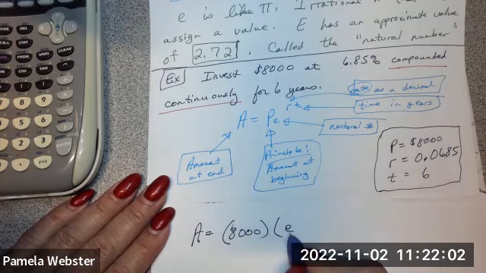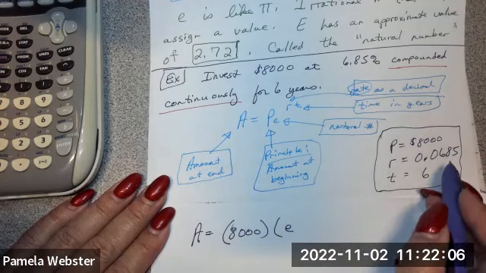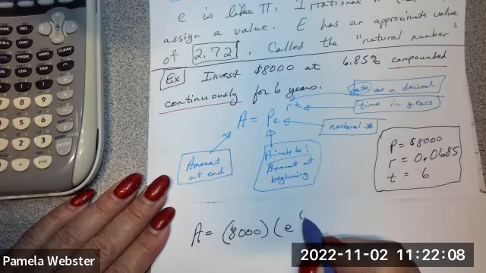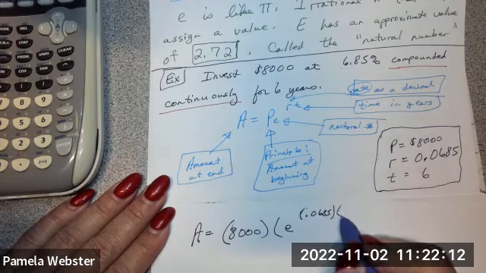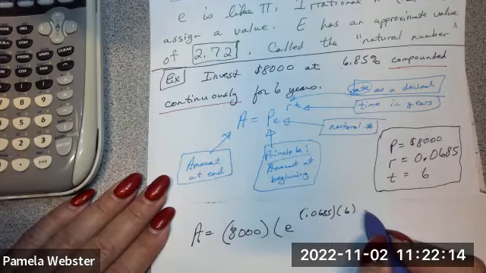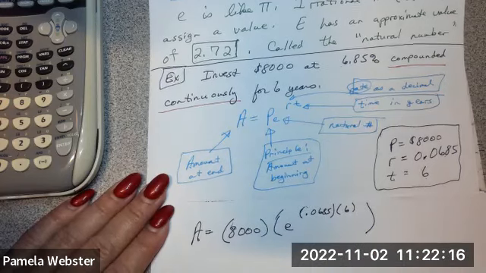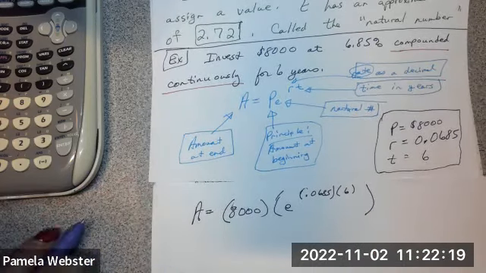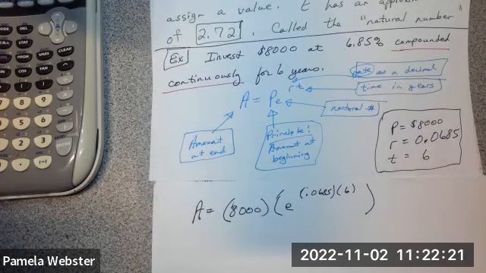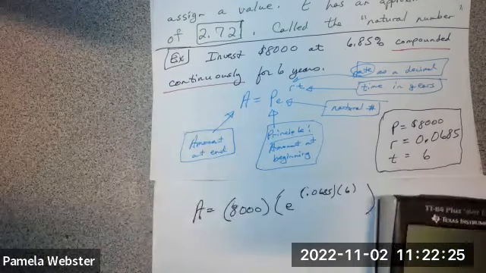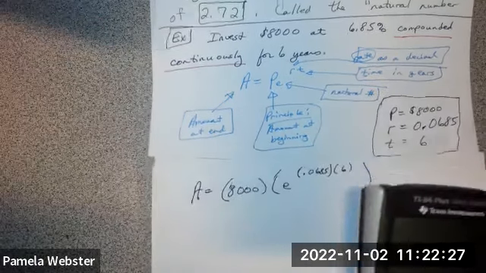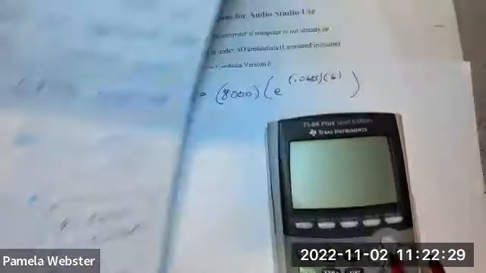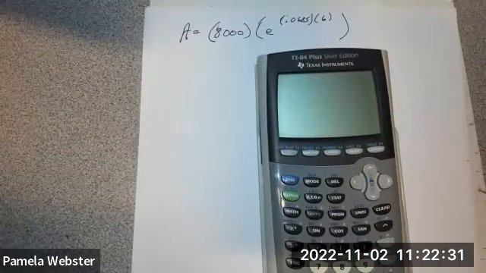So E is just going to stay E, because it's got its own value. But the R we said we're going to use is 0.0685, and I'm going to put parentheses, times the T, which is the 6. Okay. So again, if you want to try to punch all of this into the calculator in one big line, you feel free, but I generally like to work these out in steps. So I'm going to scoot so we can see the calculator.